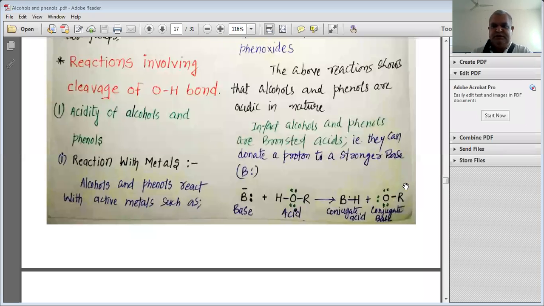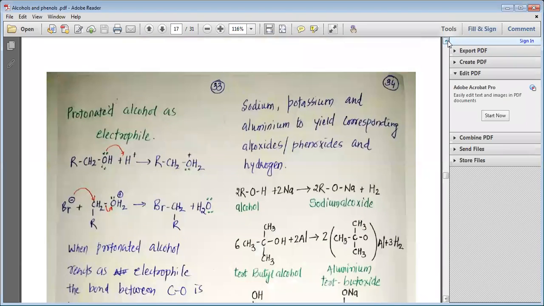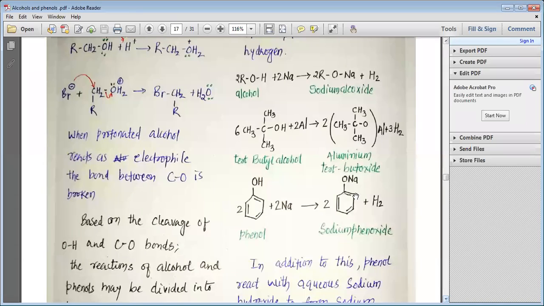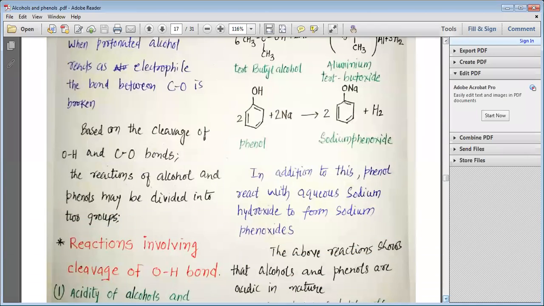Let us do the needful revision for yesterday's class. Yesterday we studied the acidity of alcohols and phenols. We have seen that both alcohol and phenol are acidic in nature and they generally react with metals and produce hydrogen gas. So when they react with metal and produce hydrogen gas, we can easily understand that they behave like an acid, and that is how we get to know that alcohols and phenols are acidic in nature.